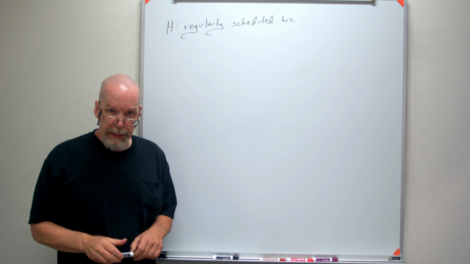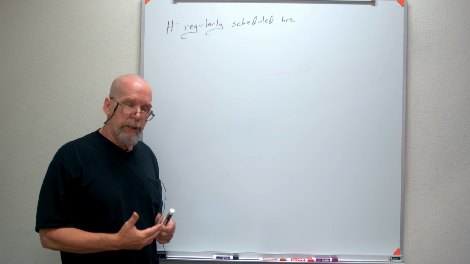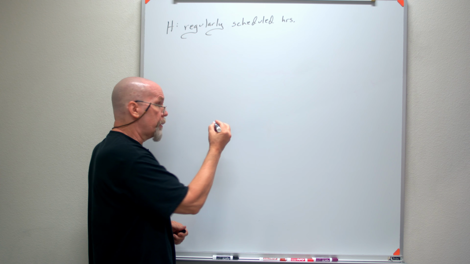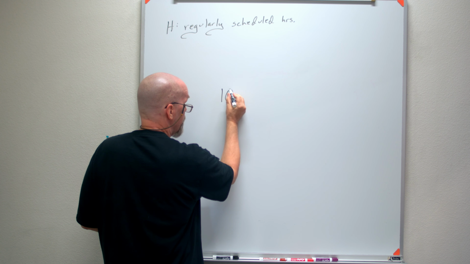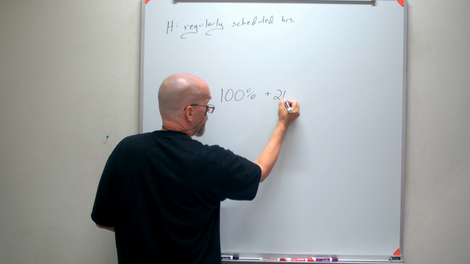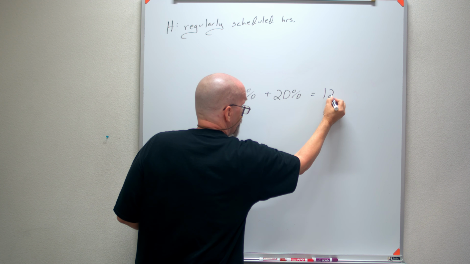The information they gave you, and they said that she works 20% more hours in week 3 than she did in week 2. 20% more hours means that she's working 100% of the hours plus 20% more, which is 120% as many hours in week 3 as she worked in week 2.